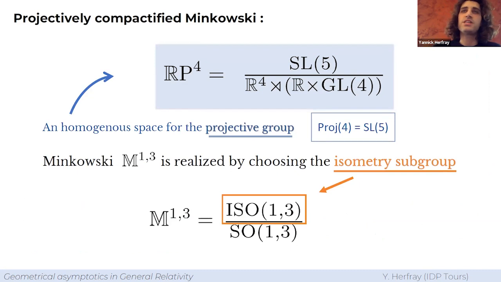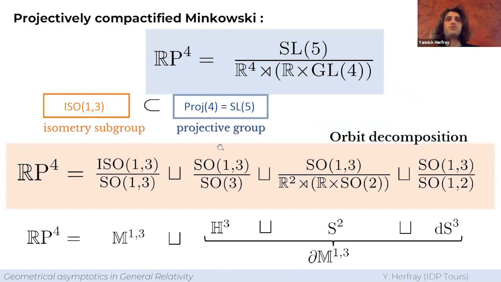Now you can also do these kind of things, but with another group, which is the projective group. So instead of starting with conformal compactified Minkowski space, you start with projectively compactified Minkowski space, which is the four-dimensional projective spacetime, RP4, which is naturally a homogeneous space for SL5. SL5 is the projective group in four dimensions. Then again, you can realize Minkowski space by choosing ISO(1,3) inside now SL5. In doing so, you get another, different type of orbit decomposition. So you choose ISO(1,3) as a subgroup of SL5, you act on RP4, and it decomposes your manifold into pieces, and you get different orbits. One of the orbits is again the obvious one, Minkowski space.